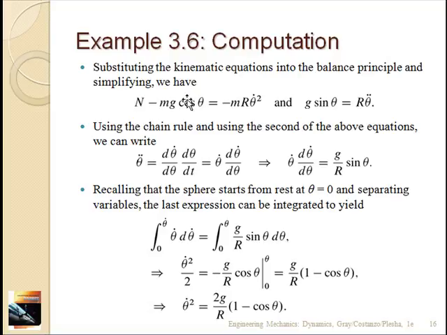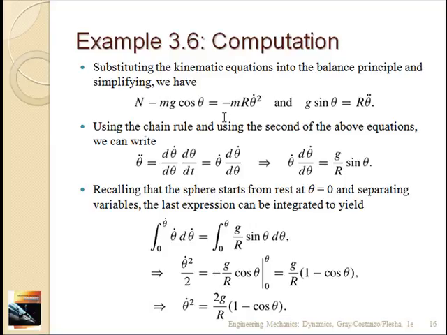So we can substitute the kinematics into the force balance. So we get n minus mg cosine theta is minus m r theta dot squared, and g sine theta is r theta double dot. Now to simplify this a little bit, we can write theta double dot in terms of theta dot. So theta double dot is d theta dot dt, which is d theta dot d theta times d theta dt, and this is theta dot times d theta dot d theta. Okay, and that should be g over r sine of theta from right here.